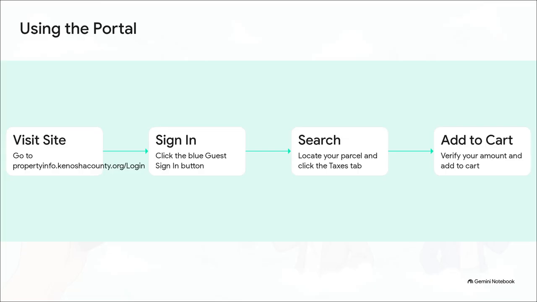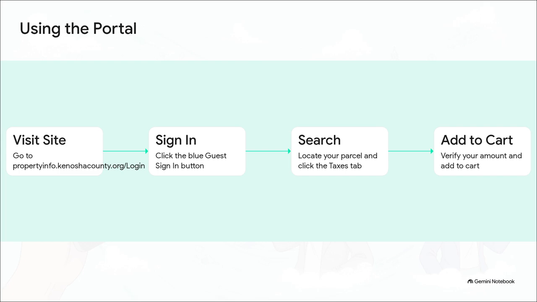Honestly, navigating the system is super user-friendly. You'll start by visiting propertyinfo.kenoshacounty.org/login and make sure you type that exact official address. Once you land there, you're going to see a prompt to log in. But here's the absolute best part.